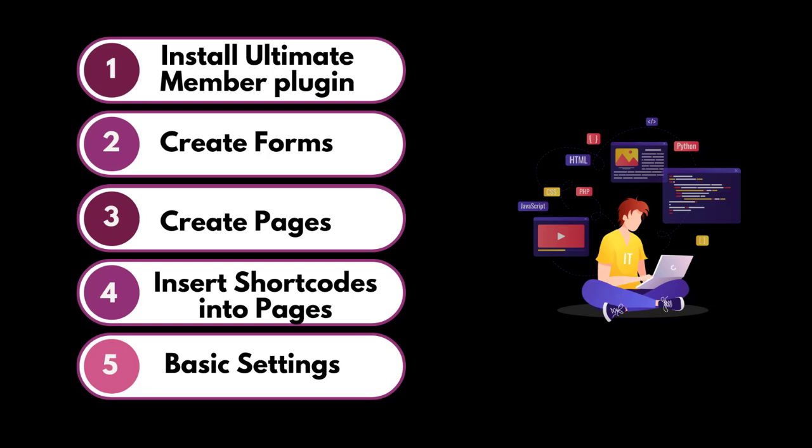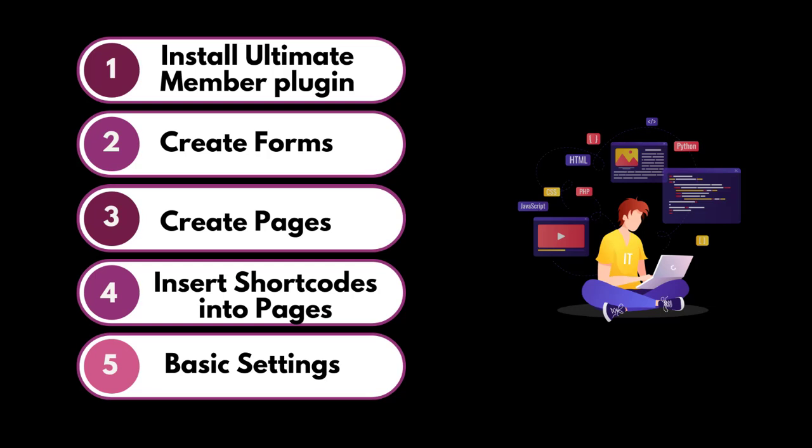The first one is that we are going to be installing the Ultimate Members plugin, and then we go to step 2, which is to create our forms, and then step 3, which is to create pages for our forms. And then once we create our pages, we go to step 4, which is to insert our form shortcode into our pages and set it up correctly.